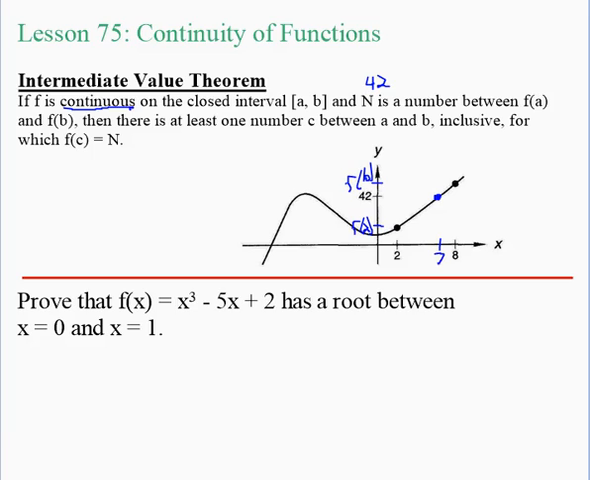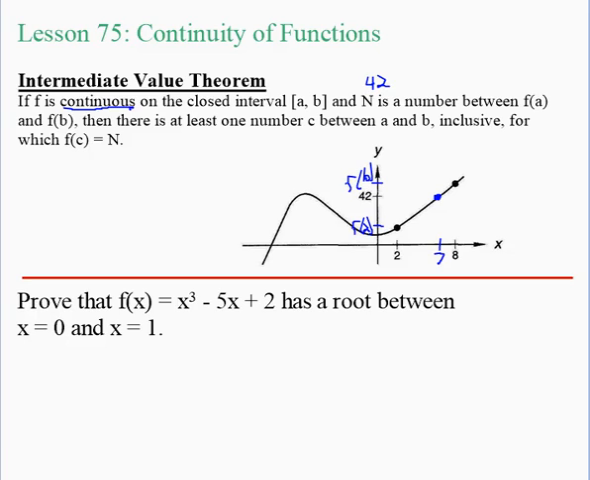We actually used this in the past when thinking through synthetic division. We used an idea of finding roots between two integers. But anyway, it says prove that f of x equals x cubed minus 5x plus 2 has a root between 0 and 1. Well, we know this is a continuous function because it's a polynomial function, so it fits the continuous part. And we want to know that there's a root between here.